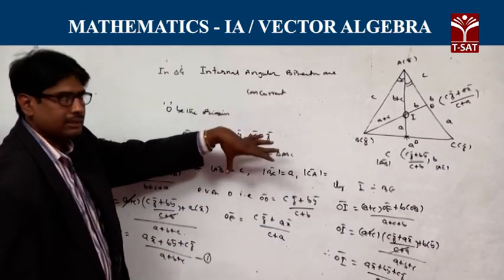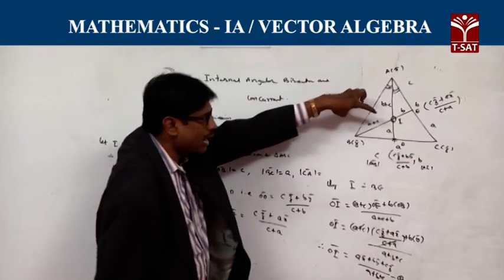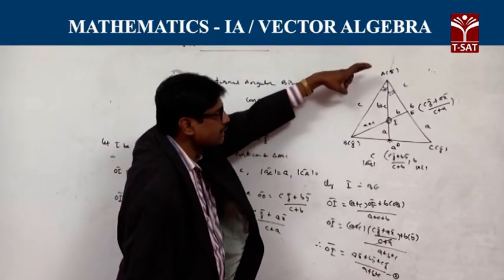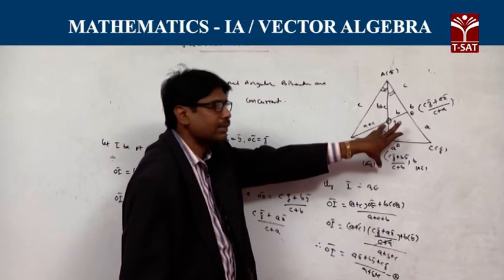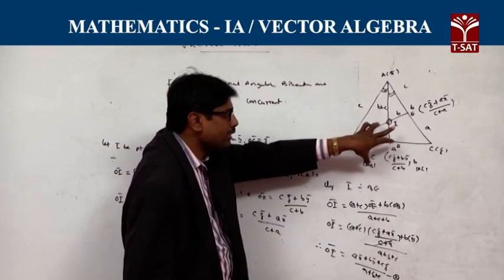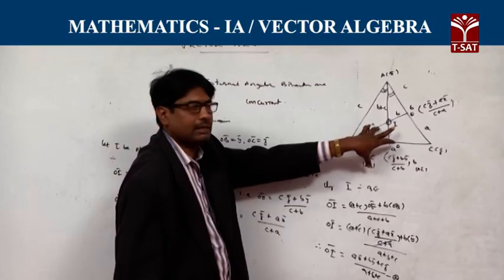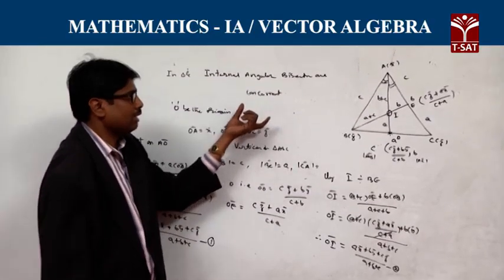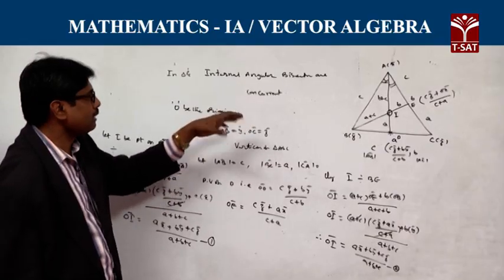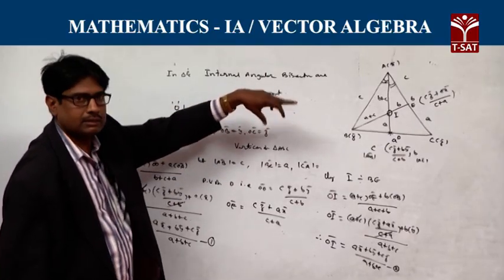And we concluded that there is a point I which is dividing AD and BE in some ratio, their vector points are coincident. That point of concurrency of the internal angular bisectors we call the incenter. In the geometrical method we prove that internal angular bisectors are concurrent.